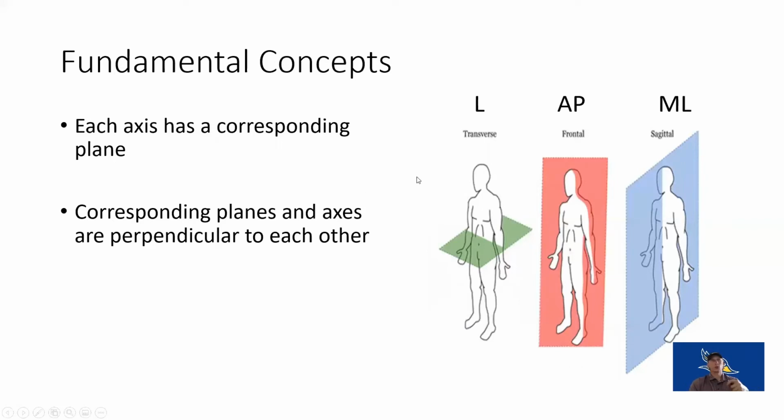So here I have a quick shorthand for you: transverse plane, longitudinal axis; frontal plane, anterior-posterior axis; sagittal plane, medial lateral axis. They will always correspond with each other, and they will always be perpendicular to each other. So a movement that rotates around the medial lateral axis will be in parallel to the sagittal plane. Frontal plane motion will rotate around the anterior-posterior axis. Transverse plane motion rotates around the longitudinal axis. So you'll need to know both of them and make sure you remember which ones correspond with each. That's a key for this class.